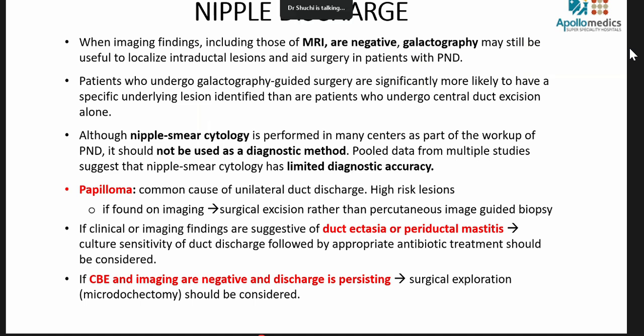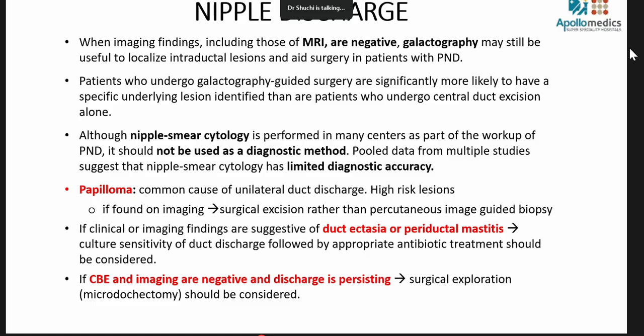When imaging findings, including those of MRI, are negative, then what to do? The patient is having nipple discharge, which you think is pathological, but everything came out negative. Then we can go for galactography, which may localize intraductal lesions and may aid in surgery in patients with pathological nipple discharge.